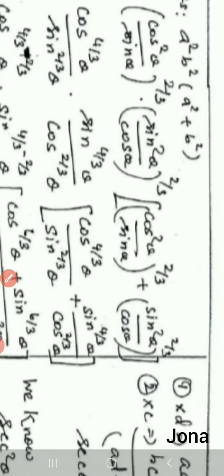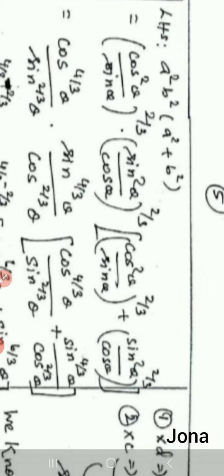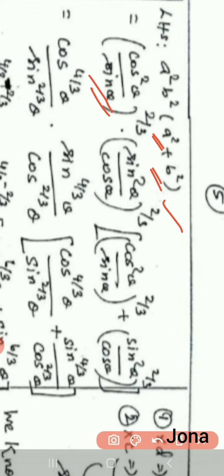Okay, the next one, here we want to prove this a square b square into (a square plus b square) equal to 1. So, substitute the value of a and b here. Here the value of a is this one, the whole power 2 by 3, and here even (sin square theta by cos theta) whole power 2 by 3 into, and even here also I want to substitute each and everything in this there.